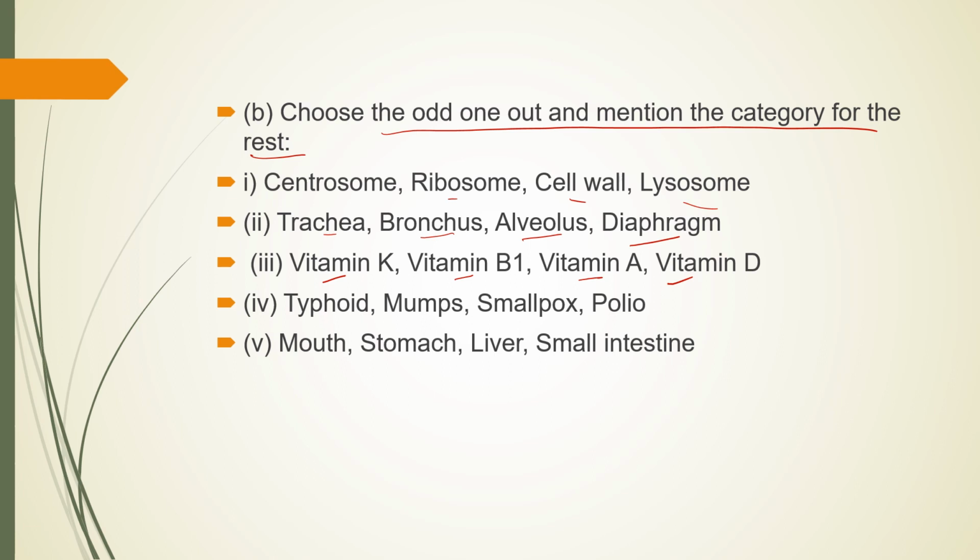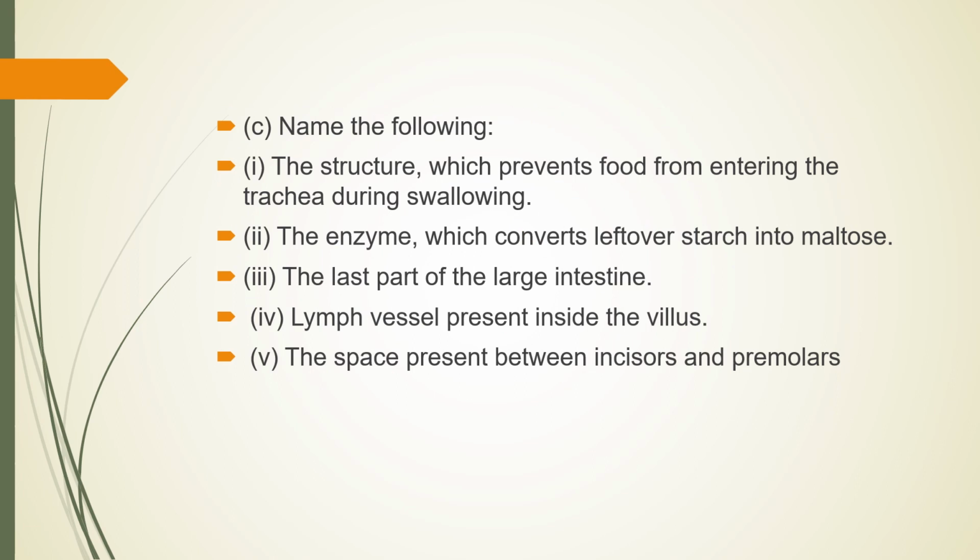Out of 4 you are choosing one, and you are supposed to write the category for the rest of the 3. Now the fourth one is typhoid, mumps, smallpox and polio. The fifth one is mouth, stomach, liver and small intestine. Okay. Now here is question number C.